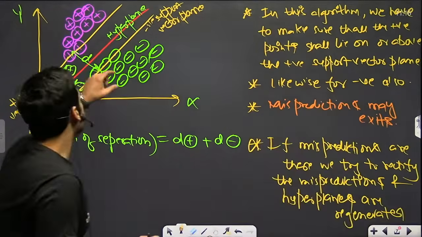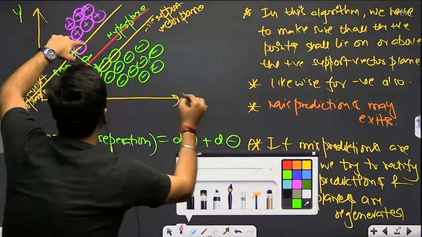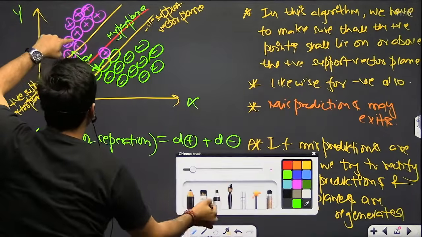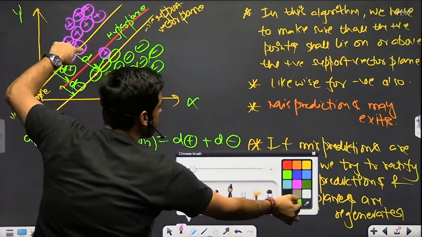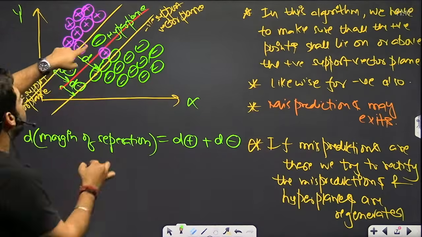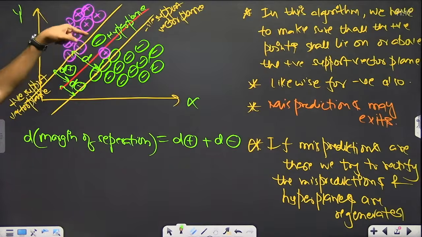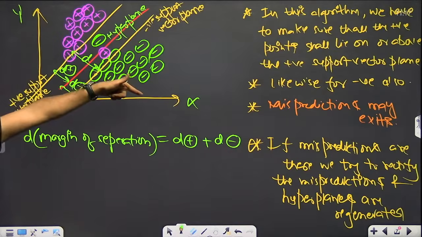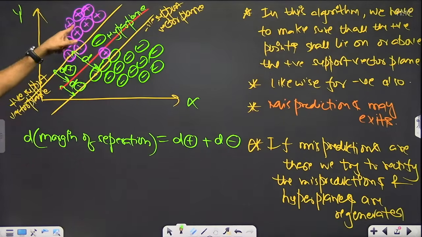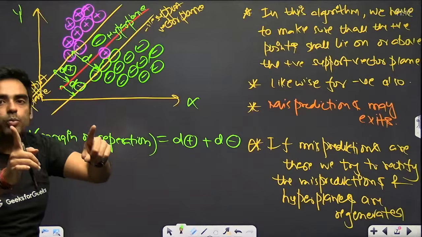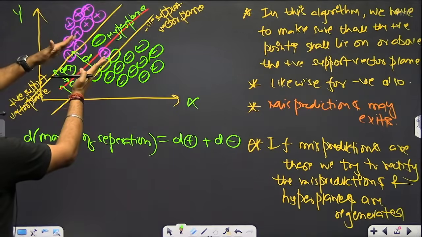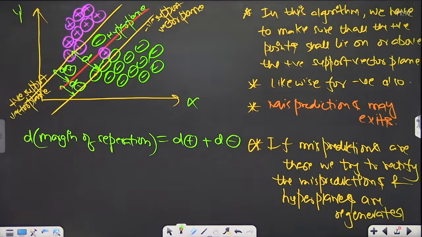For example, we have a misprediction here. This positive point is here and this negative point is here, and we have a negative point here. These are the mispredictions. So we'll try to rectify this. How? We'll try to make these points jump to their respective classes. How do we do this? We would try to regenerate the hyperplanes.